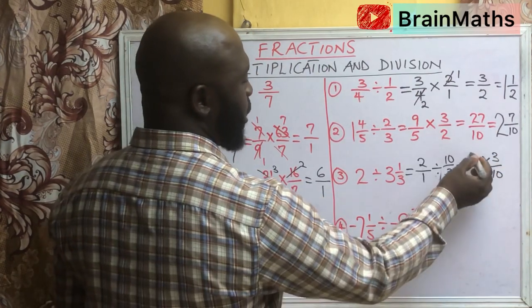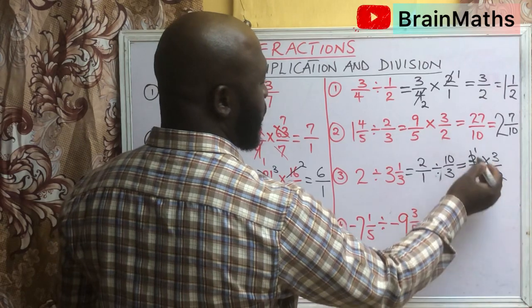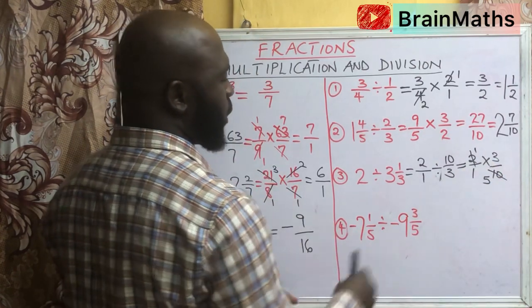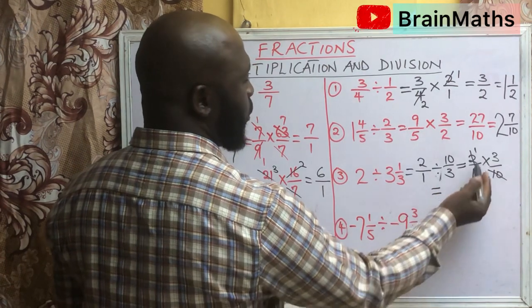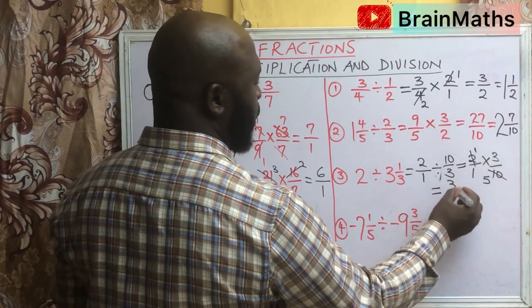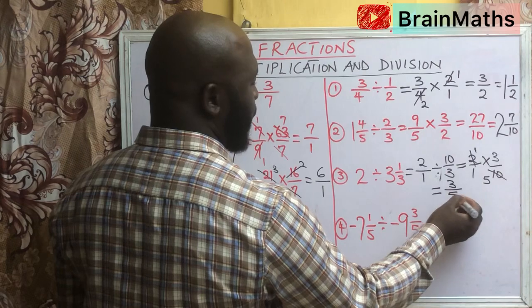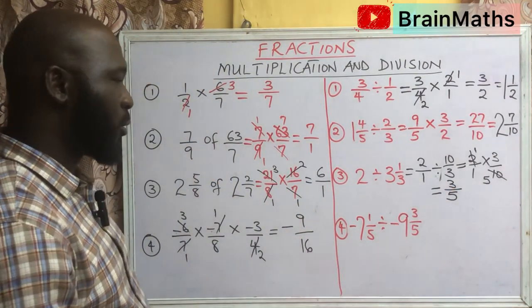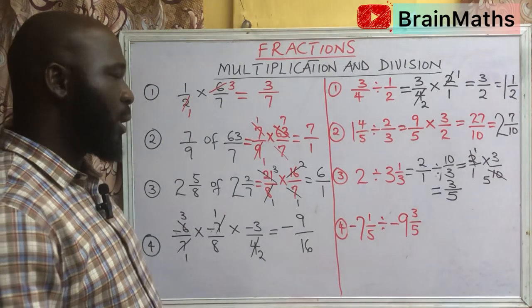So how many 2 can we get in 10? 2 here 1, 2 here 5. So our answer for this question is going to be 1 times 3, 3 over 5. And that is another form of proper fraction. So we are going to leave that one like that.